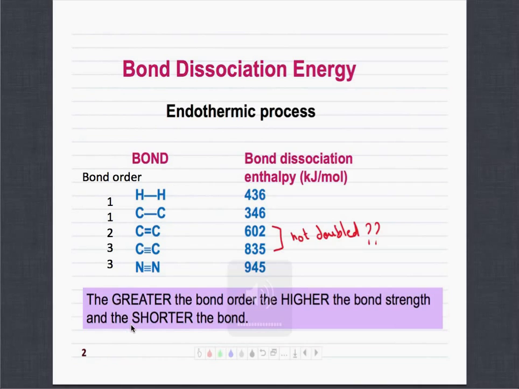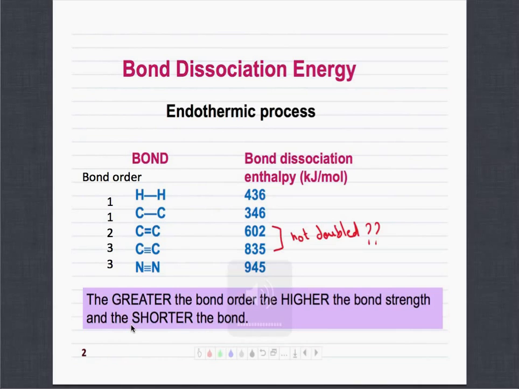If we look at the relationship between the bond dissociation energy and the bond order, as the bond order increases, the dissociation energy is increasing. That definitely makes sense, because to break a triple bond, I need more energy than breaking a single bond or a double bond. And as we learned on Wednesday, as the bond order increases, the length of the bond decreases. So the greater the bond order, the higher the bond strength, and the shorter the bond is. Okay?